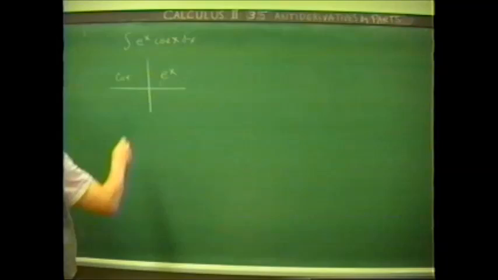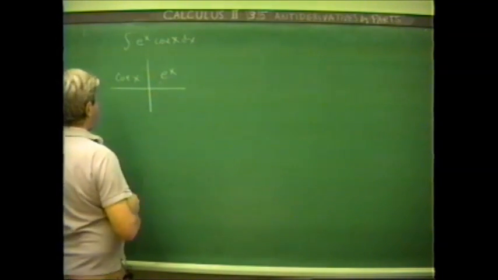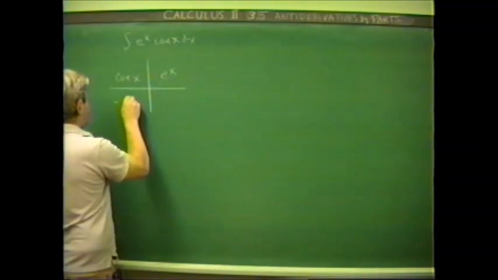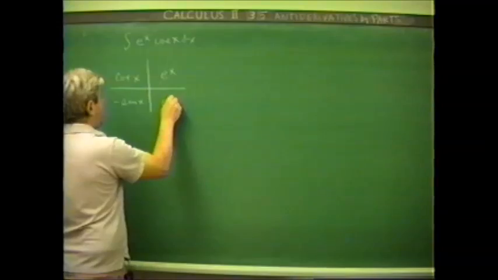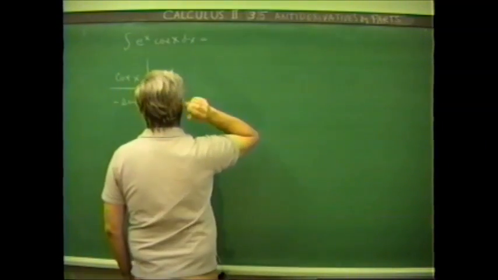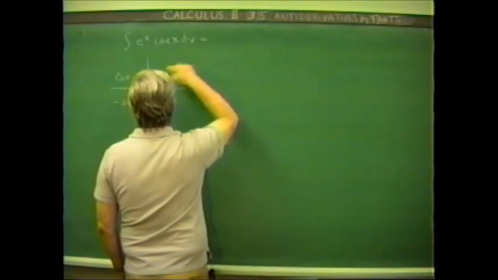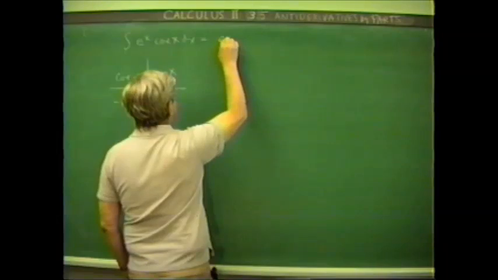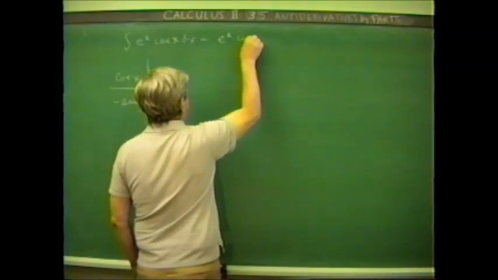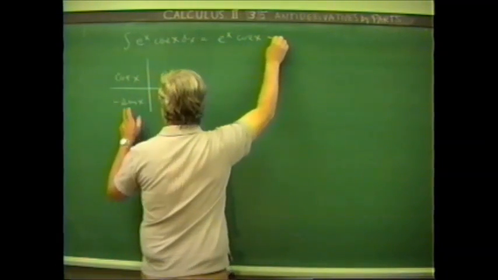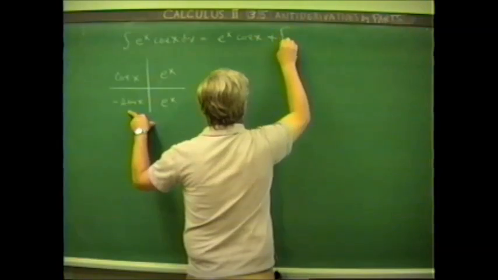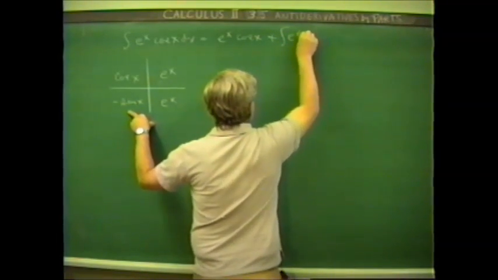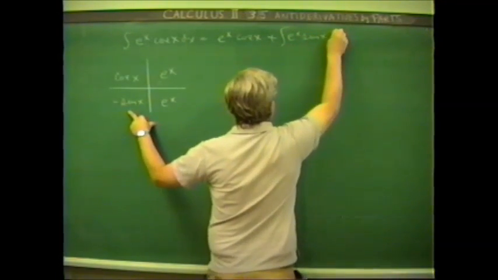And then the derivative of cosine x is going to be minus the sine of x. We'll get e to the x down here. And we're going to get here, the antiderivative is going to be e to the x cosine x minus the antiderivative of the bottom line, so that's going to be plus the antiderivative of e to the x sine x dx.